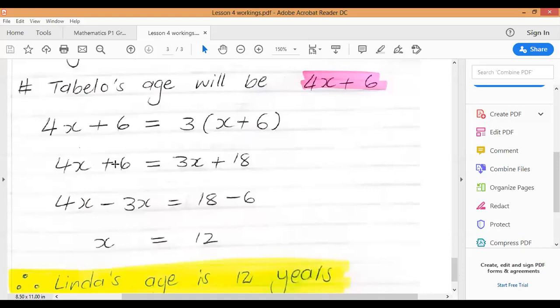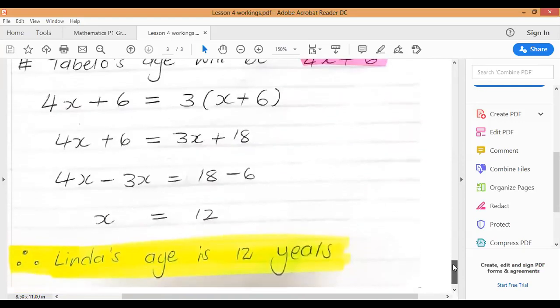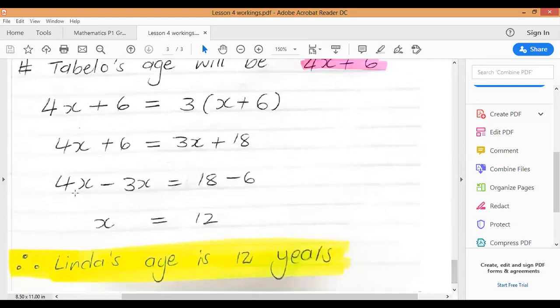Therefore, it's going to be 4x plus 6 equals 3 times x, which is 3x, and 3 times 6 is plus 18. You must group all the x's on one side and all the numbers on the other side. So 4x minus 3x is equal to 18. When you transpose this positive 6 to the other side, it becomes negative 6. Therefore, x is equal to 12, because 4x minus 3x is x, and 18 minus 6 is 12. Therefore, Linda's age is 12 years.